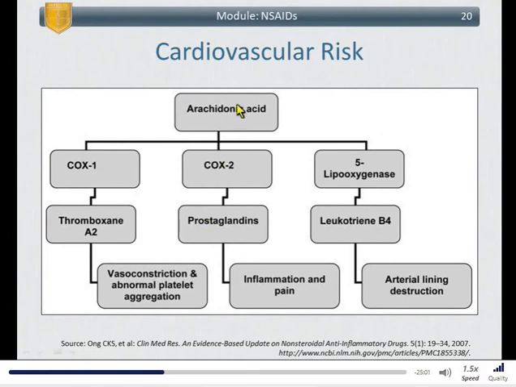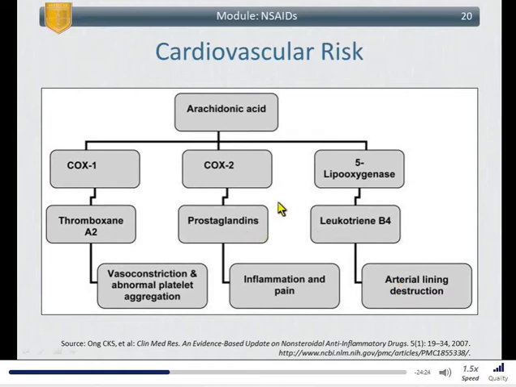So we've talked so far about arachidonic acid via the COX-1 pathway, via the COX-2 pathway. There is yet a third pathway, the lipoxygenase pathway. The lipoxygenase pathway does not produce good things. So it produces slow-reacting substance of anaphylaxis that can trigger bronchospasm, and it also produces leukotrienes that can negatively impact the arterial lining.